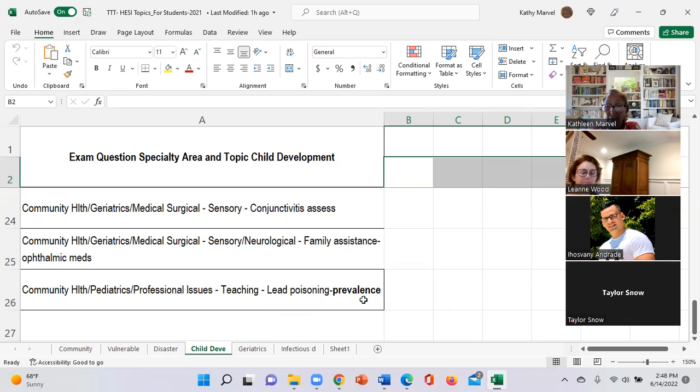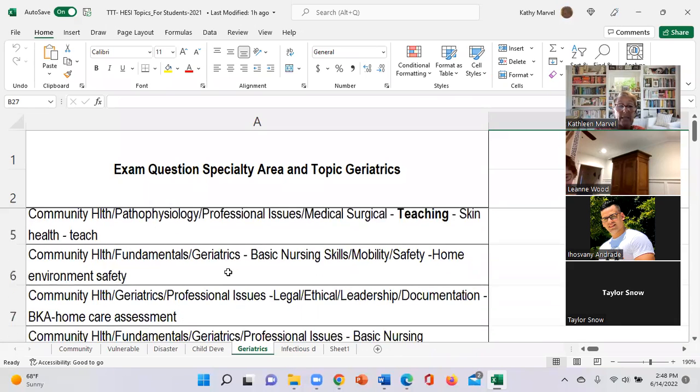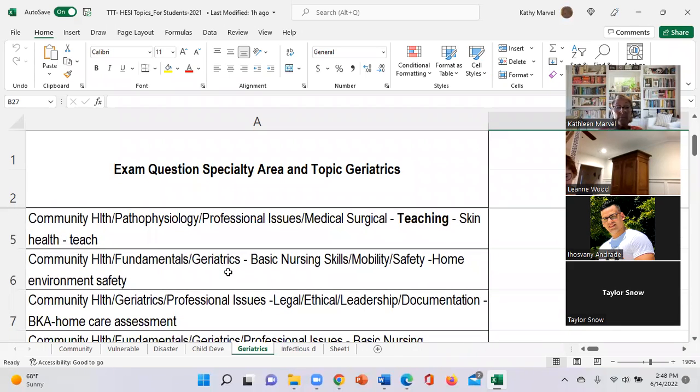And then lead poisoning. They're asking about lead poisoning. Maybe what are the signs and symptoms of lead poisoning? How do you prevent it? Okay, the next section is geriatrics. How do we do an elderly health assessment? They're asking about community senior health screening. Teaching with the elderly, skin health, safety.